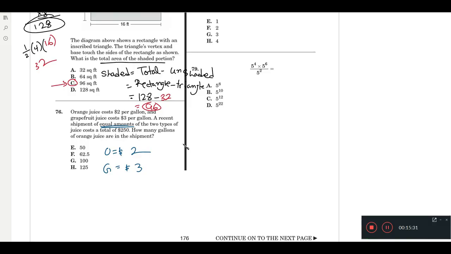A recent shipment of equal amounts of the two types of juice costs a total of $250. Equal amount means the same number of gallons. So let's say they both had x gallons.